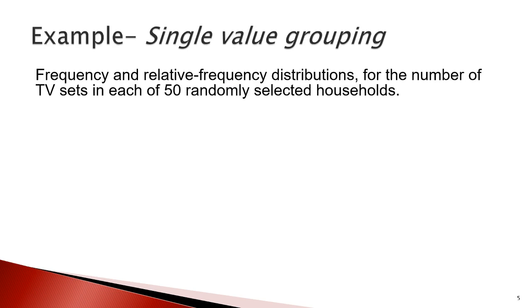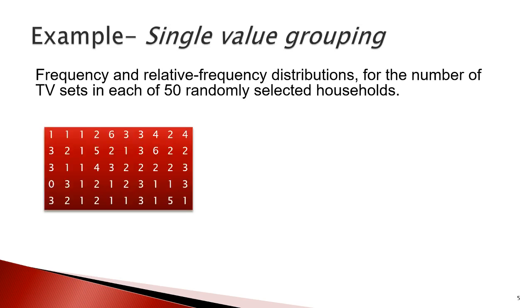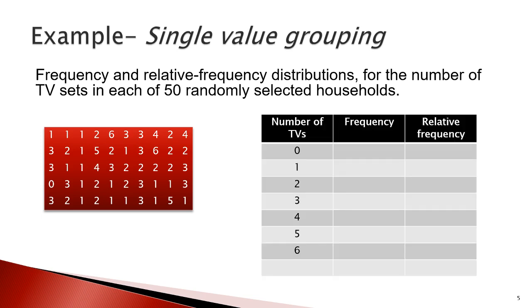Let's move on to an example of single value grouping. Here are some data in the table that contains frequencies and relative frequency distributions for the number of TV sets in each of 50 randomly selected households. According to the data here, the number of TVs are 0, 1, 2, 3, 4, 5, and 6. That is the number of groups that we have with respect to number of TVs, from 0 to 6.